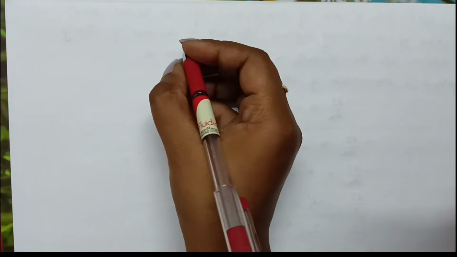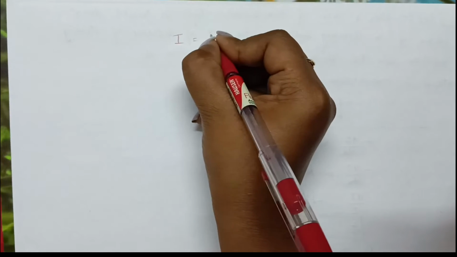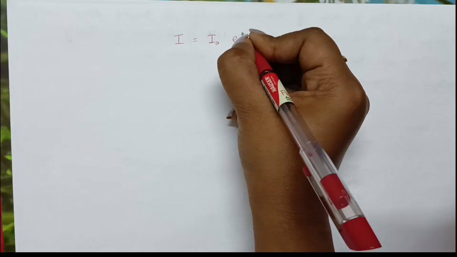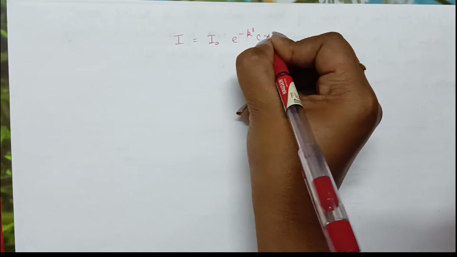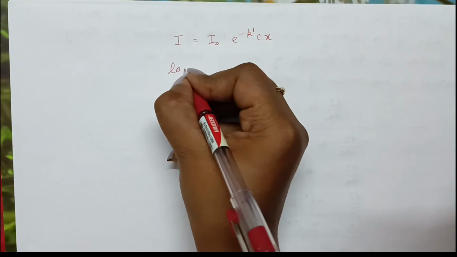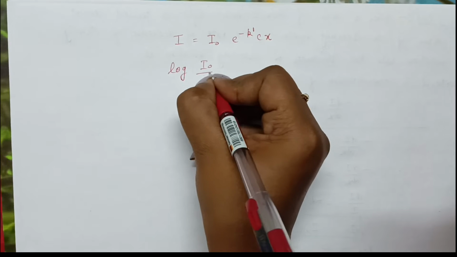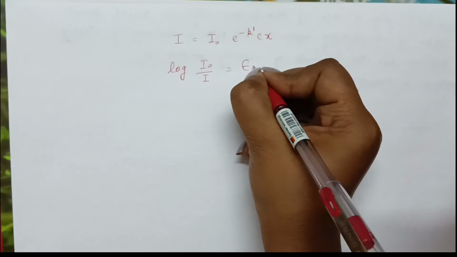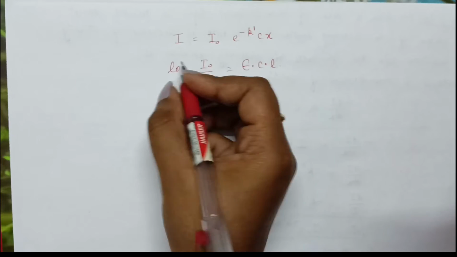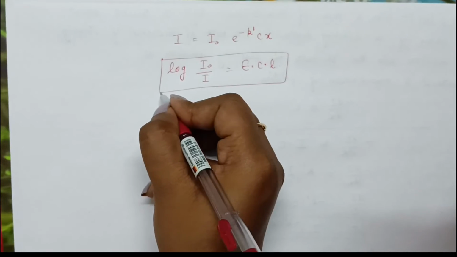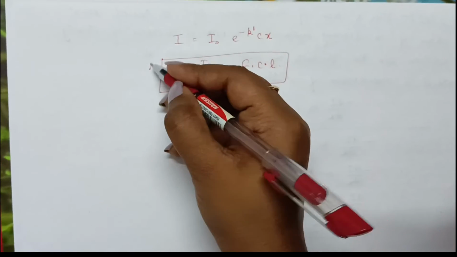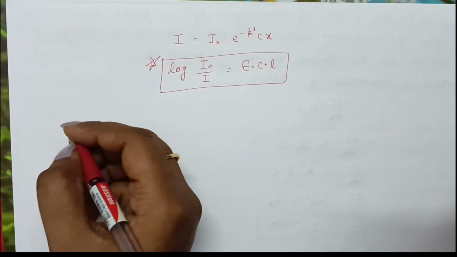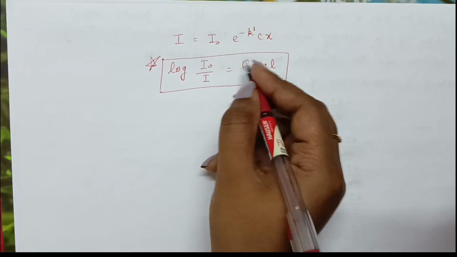So now combining the two expressions of Lambert's law and Beer's law, what we have got is I equals I naught e to the power minus k dash C x, and also one more expression, that is log of I naught upon I equals epsilon into C into L. Now what are these? We will explain. So this is a very important expression. Now we will define one by one what these terms are.